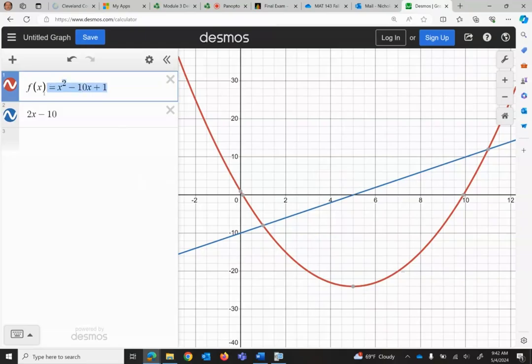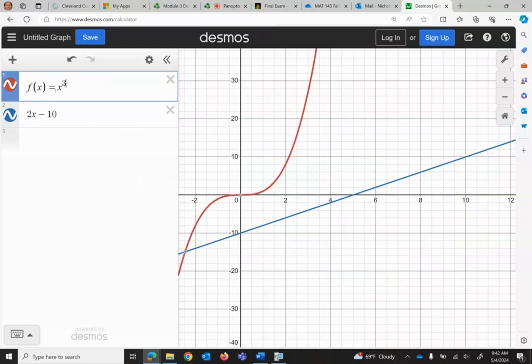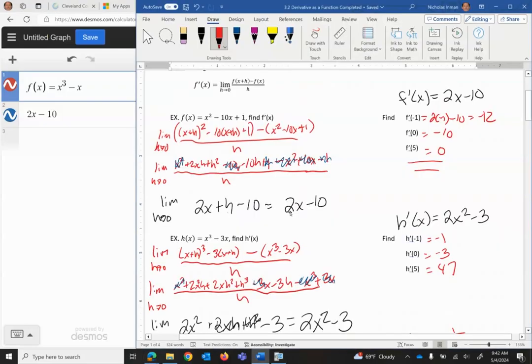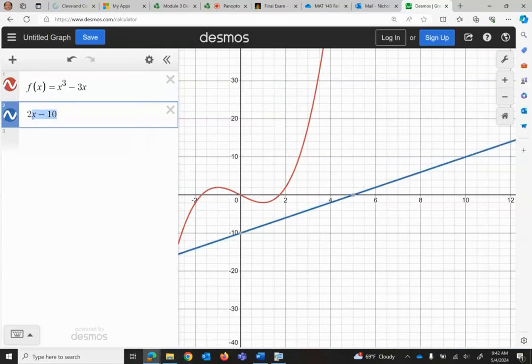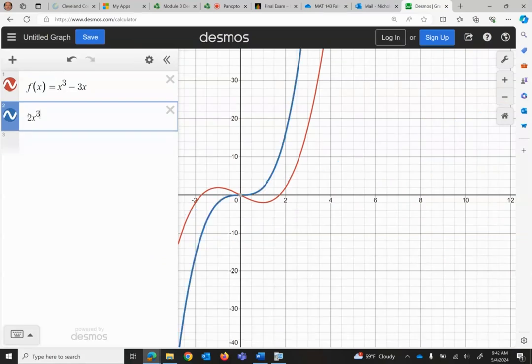All right, so let's take a look at that next one. So x cubed minus x, I think that's what it was. x cubed minus 3x and 2x squared minus 3.